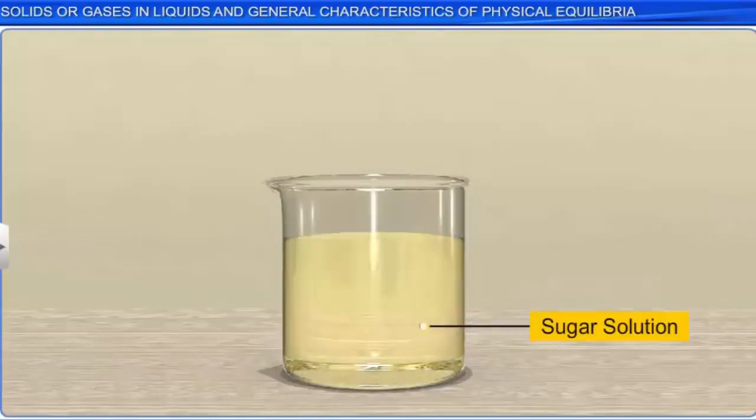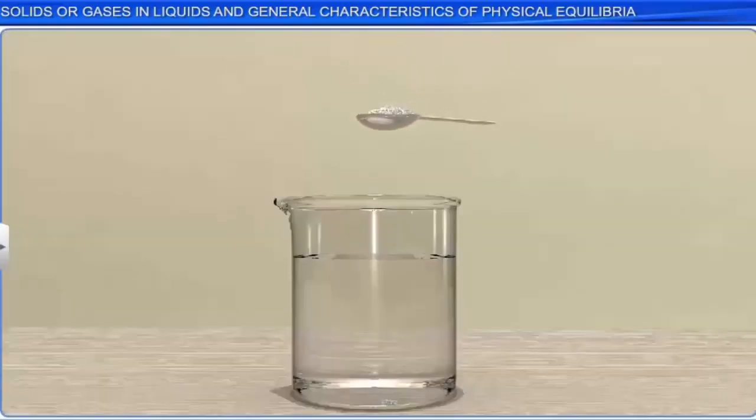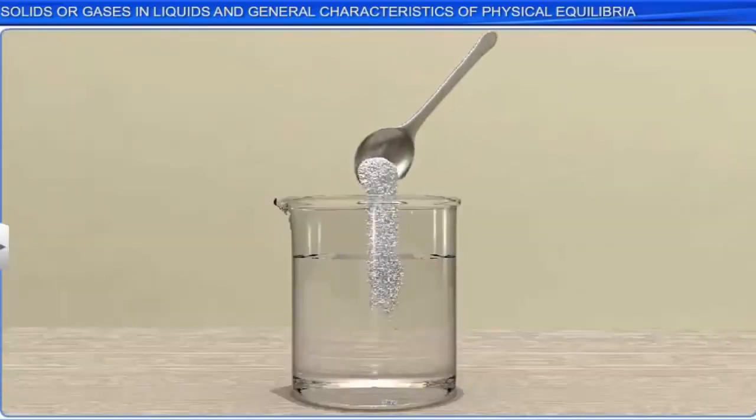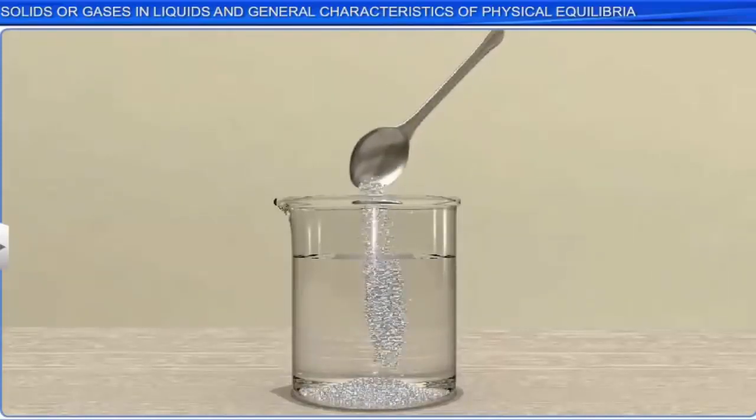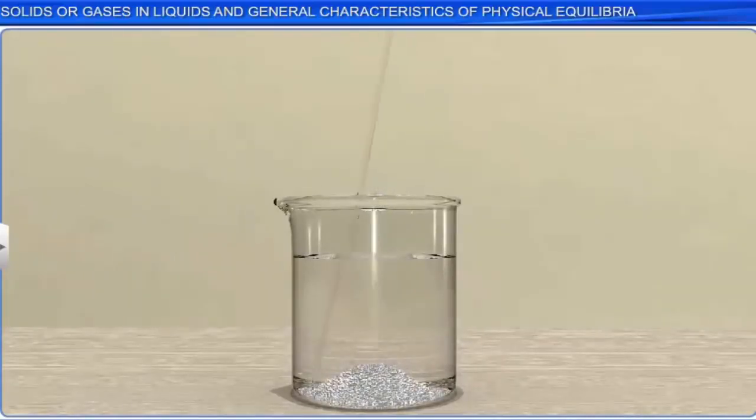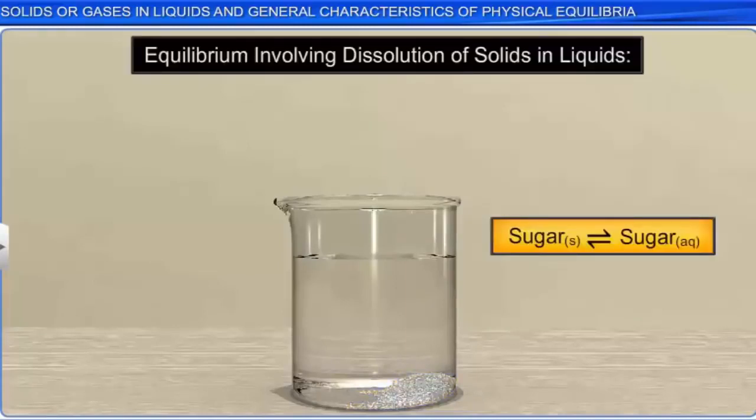Then, as more and more sugar is added, it initially dissolves, but eventually reaches a stage where no matter how long you wait or how vigorously you stir, the sugar does not dissolve. The solution thus obtained is said to be saturated at the given temperature.